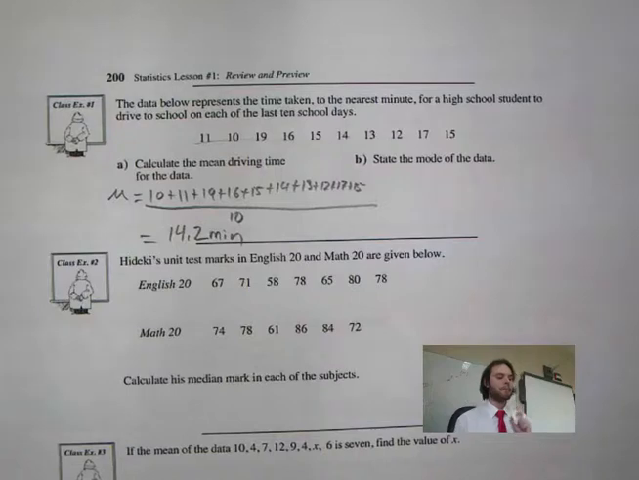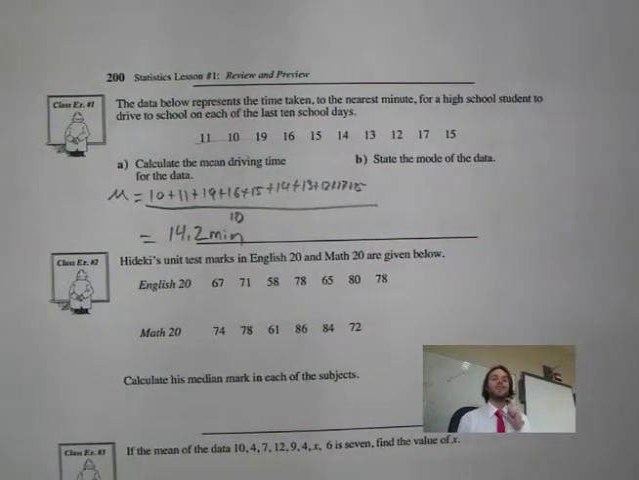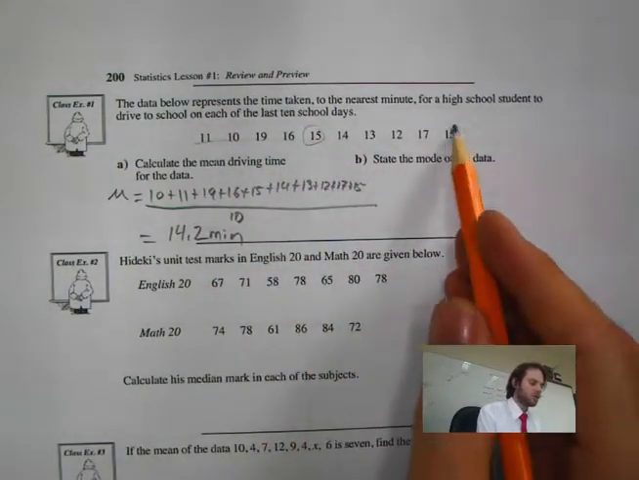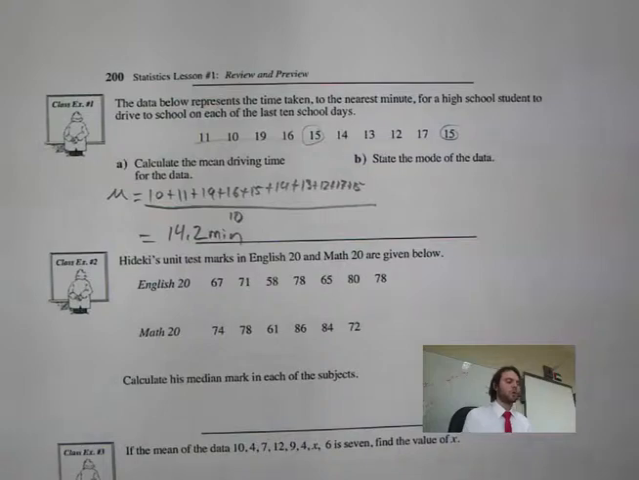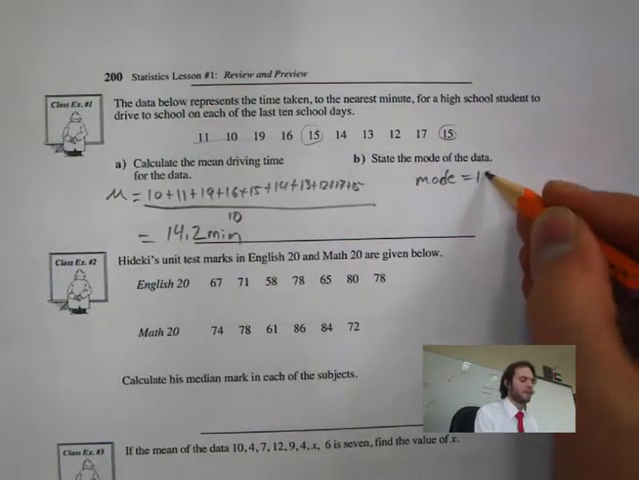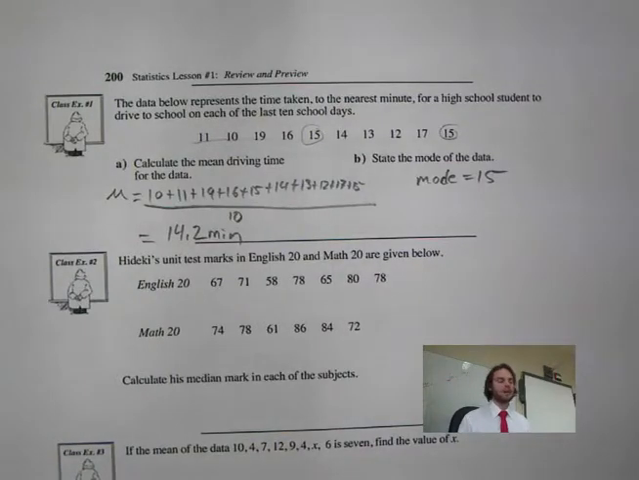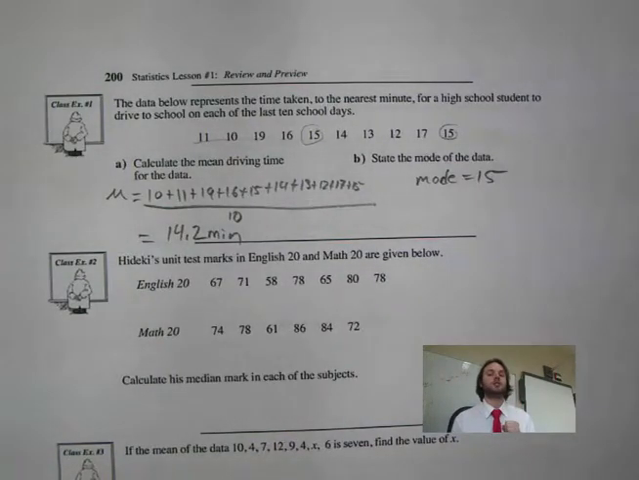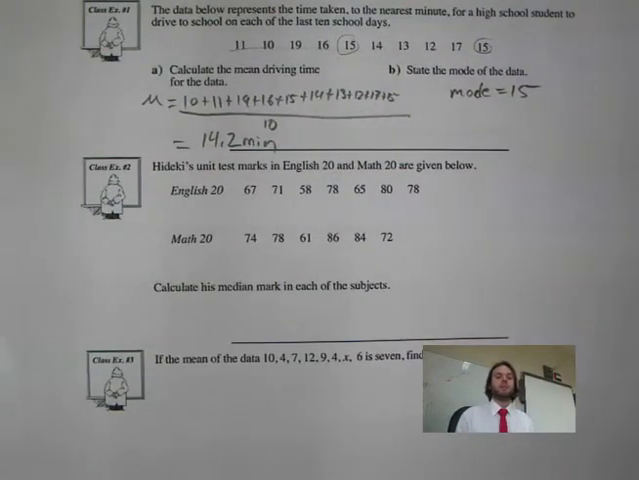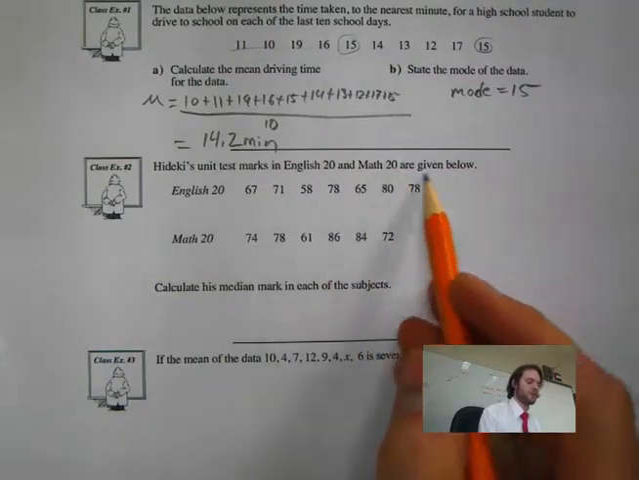Then it says state the mode of the data. Now the mode is your most common one. Which one repeats the most? I take a look at this. 15 repeats twice. Does anything else repeat twice? No. So my mode is equal to 15, because 15 is the only one that occurs more than once. It occurs the most.